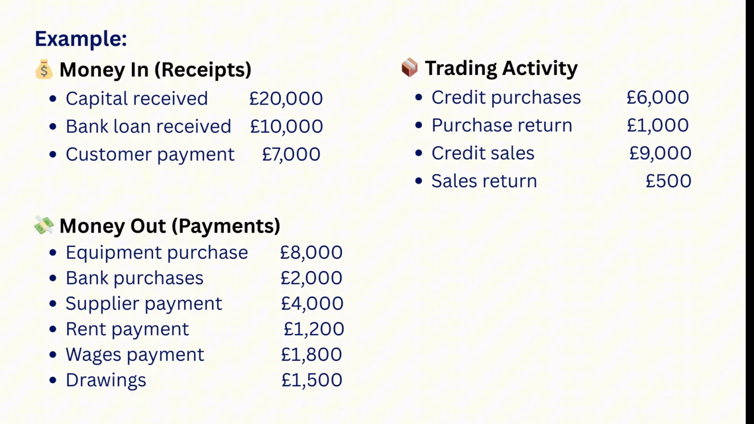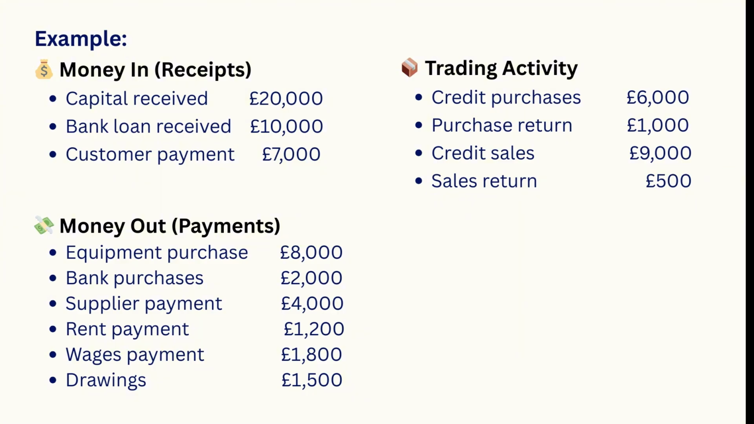We have money coming into the bank, capital introduced by the owner, a bank loan received, and a payment from a customer. Also, we have money going out. The business pays for equipment, pays suppliers, pays rent and wages, and the owner takes drawings. And finally, we have our trading activity: credit purchases, purchase returns, credit sales, and sales returns.